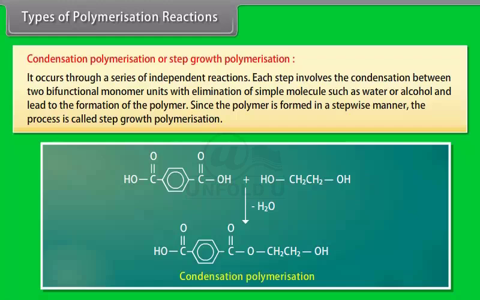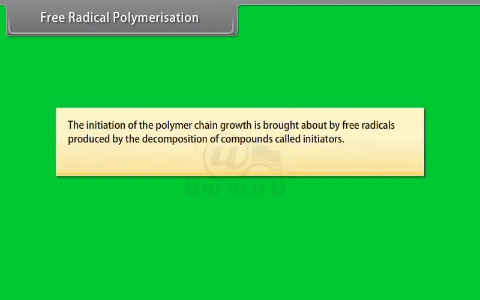Since the polymer is formed in a stepwise manner, the process is called step growth polymerization. Free radical polymerization: the initiation of the polymer chain growth is brought about by free radicals produced by the decomposition of compounds called initiators. For example, ethylene polymerizes by free radical mechanism when it is heated at a pressure of 1000 atm with a small amount of an initiator, which decomposes to produce free radicals.